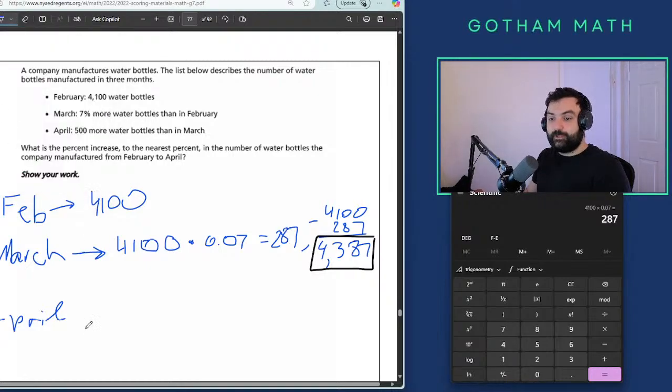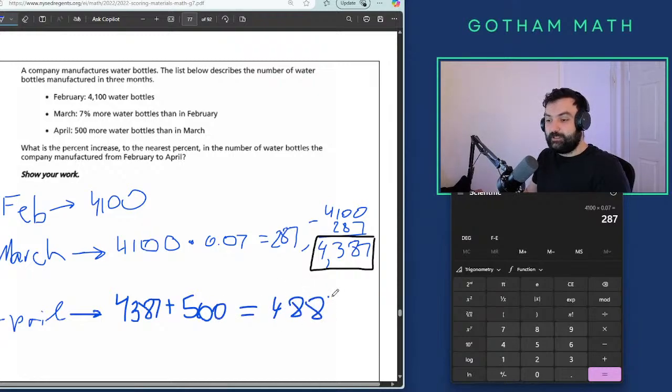Okay, so 287. So we're going to add it to 4,100 to get the final number for March: 4,387. So we found March. Now we're going to do April. April is 500 more water bottles than in March. So 500 more than in March. March is 4,387, so 4,387 plus 500 is going to be 4,887.